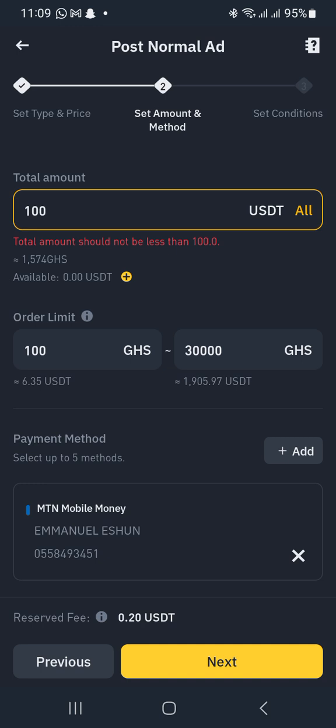Now, if everything is okay here, which in my case it is not, if you set amounts and that is available in your wallet, then we move to the next one, which is set conditions. In set conditions you write anything, right? Guiding the person, maybe I don't accept merchants. You understand? People do that. I don't accept that, and so on.